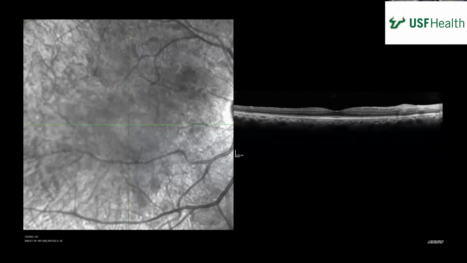Horizontal cut, good or bad? So that looks, for the most part, good. Okay, excellent. Next.